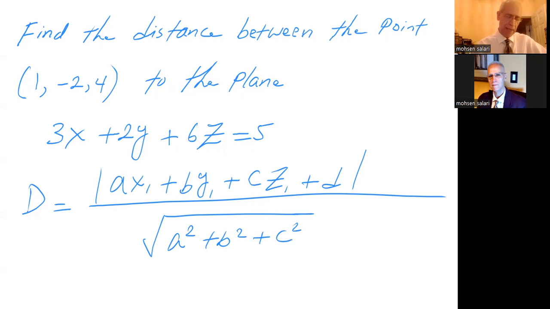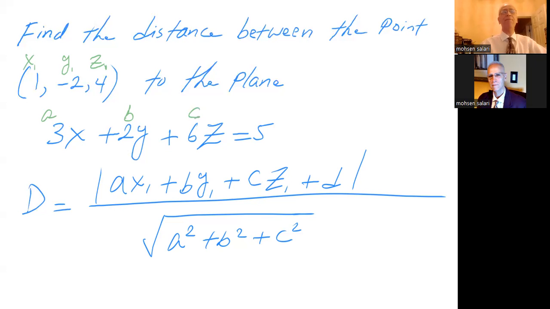Okay, so what is a, b, c? What is x1, y1, z1? x1, y1, z1 comes from the given point. So this is my x1, this is my y1, this is my z1. And a, b, and c are the coefficients of x, y, and z. So this is my a, this is my b, and 6 is my c.